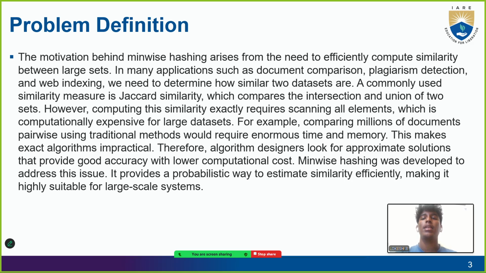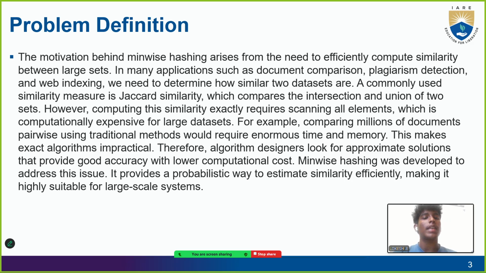A commonly used similarity measure is Jaccard similarity, which compares the intersection and union of two sets. However, computing this similarity exactly requires scanning all elements, which is computationally expensive for large data sets. For example, comparing millions of documents pairwise using traditional methods would require enormous time and memory.